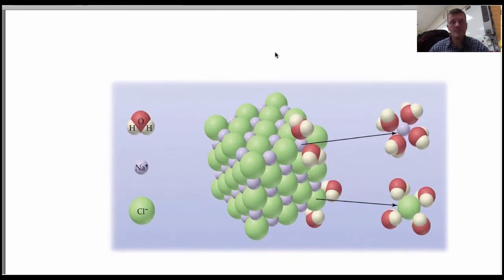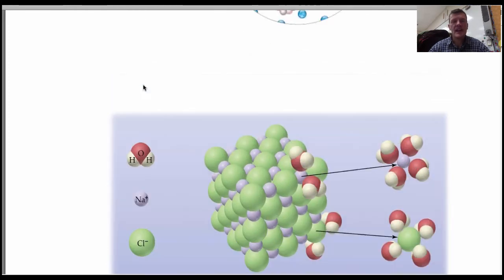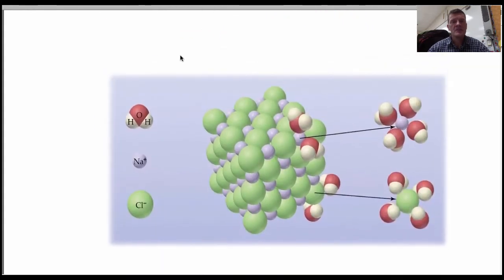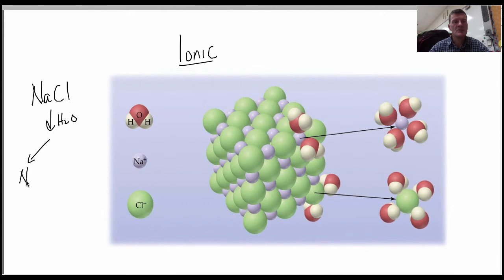Okay? What happens when you have an ionic compound? This one appears molecular, like sugar, covalent we say sometimes. It's covalently bonded. Here, this is ionic. With an ionic compound, let's take sodium chloride, and you put that into water, it breaks apart into its ions, the sodium cation and the chloride anion. It breaks apart into ions.